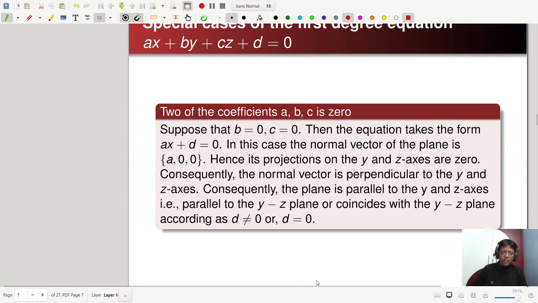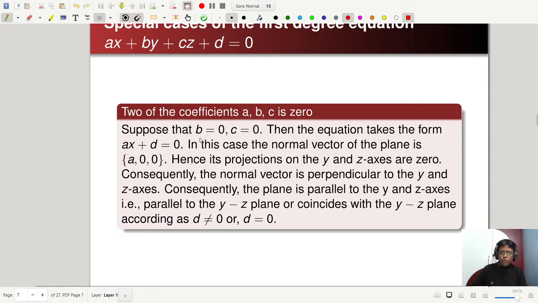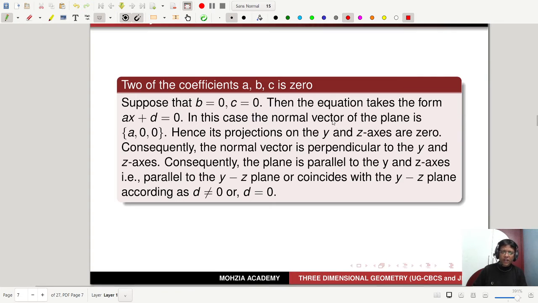If two of the coefficients are 0, so b equal to 0, c equal to 0, then your equation takes the form ax plus d equal to 0. In 1 dimension, it will represent a point. In 2 dimensions, it will represent a straight line parallel to the y-axis. But in 3 dimensions, it will represent a plane. In this case, the normal vector will be (a, 0, 0). So your missing variables are y and z. So without any calculation, you can conclude that this will represent a plane parallel to the yz plane, right?